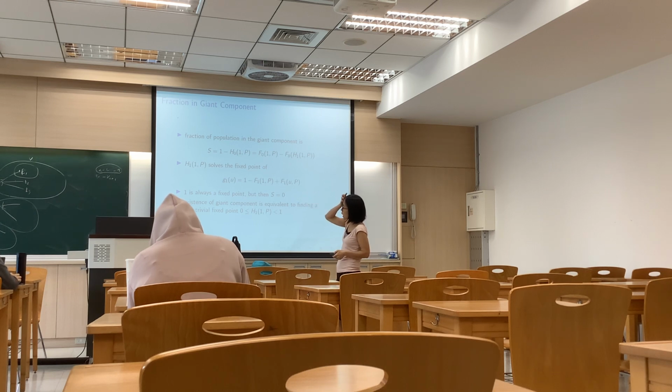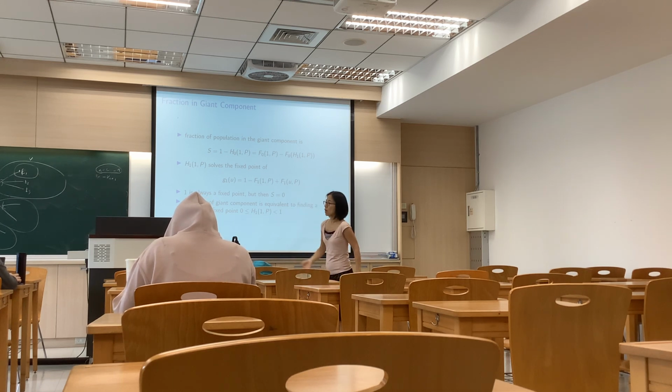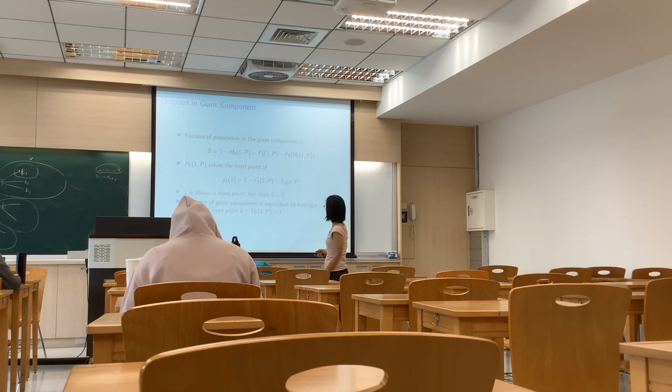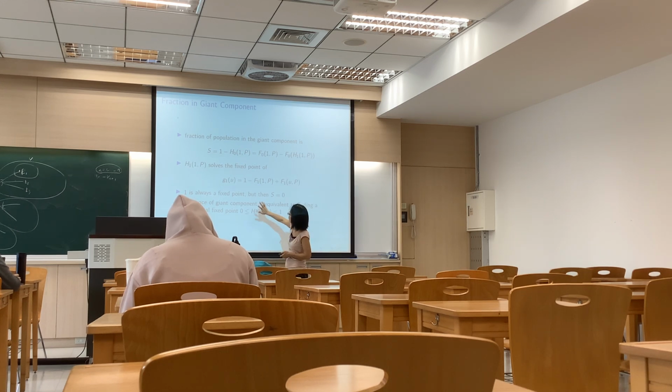So if J belongs to a small component with probability 1, then there's no giant component, because I has finitely many remaining friends. If J belongs to a small component for sure, then I must for sure belong to a small component. So for a giant component to exist, H1 of 1 minus p must be strictly less than 1.